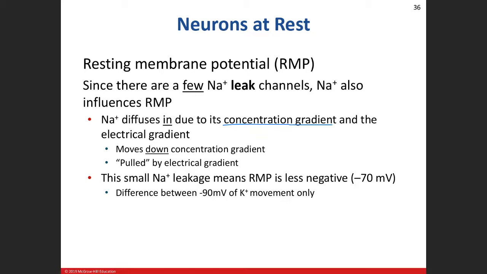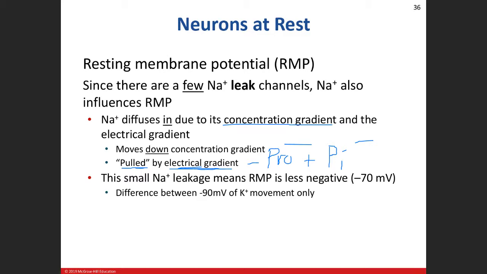Negative. Remember, opposites attract. So not only is sodium going to go into the cell through its leak channel to move down its concentration gradient, it's getting pulled in. It's getting help. So that pull from the electrical chemical gradient, that is from the proteins and the inorganic phosphates, they're negative. They're going to pull sodium in.